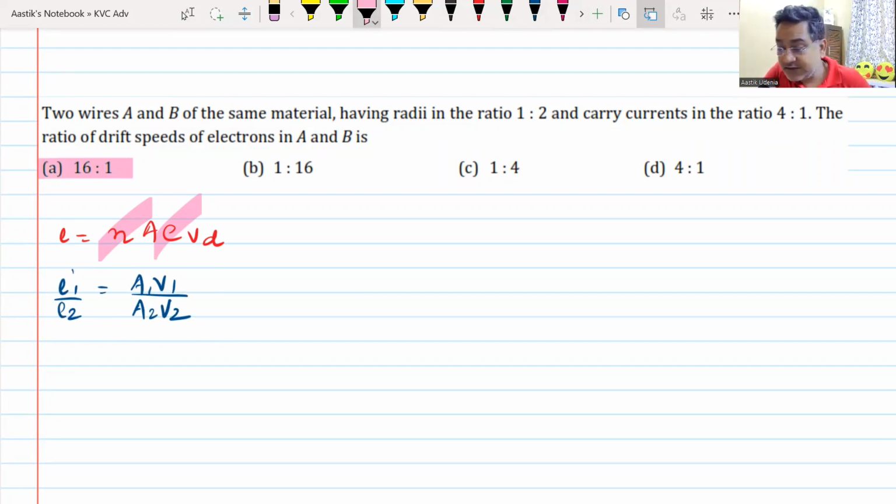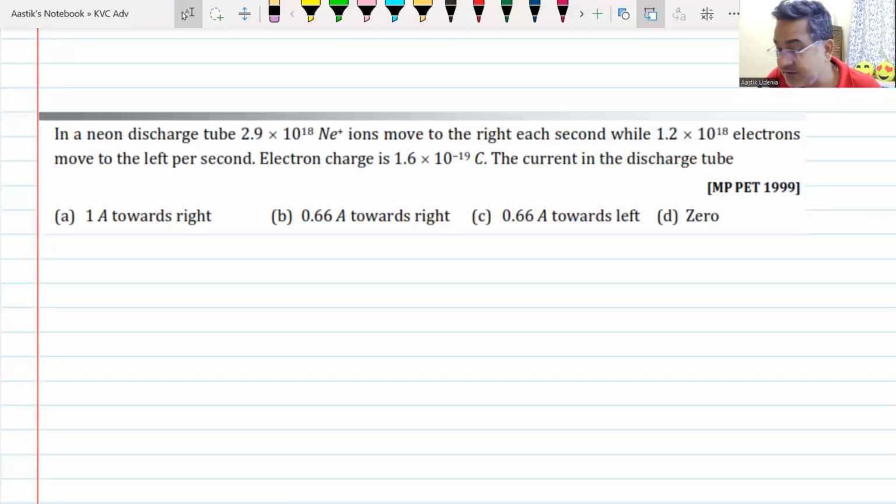This one is the next one in line. In a neon discharge tube, 2.9 into 10 raised to the power 18 neon plus ions move to the right each second, while 1.6 into 10 raised to the power 18 electrons move to the left per second. The charge on the electron is this. What is the current in the discharge tube? It has taken a lot of time for you to solve it, but that is the correct answer.